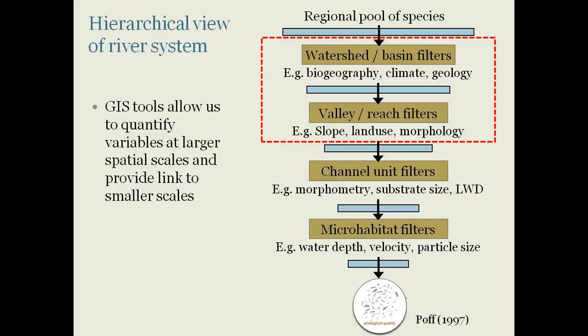What GIS allows us to do is to be able to quantify these variables at these larger spatial scales, so these watershed scale and also this valley reach scale. Because when we go out and take a sample, often what we're quantifying, we're looking at the riparian vegetation, we're looking at substrate characteristics, we measure water depth and velocity, maybe channel width. But these are predominantly the smaller scale. And GIS allows us to take these large-scale variables and place them into the context with the smaller scale variables and provide that link to them.